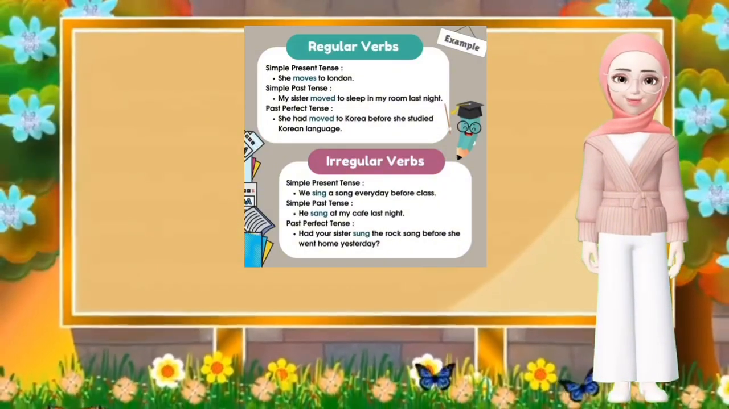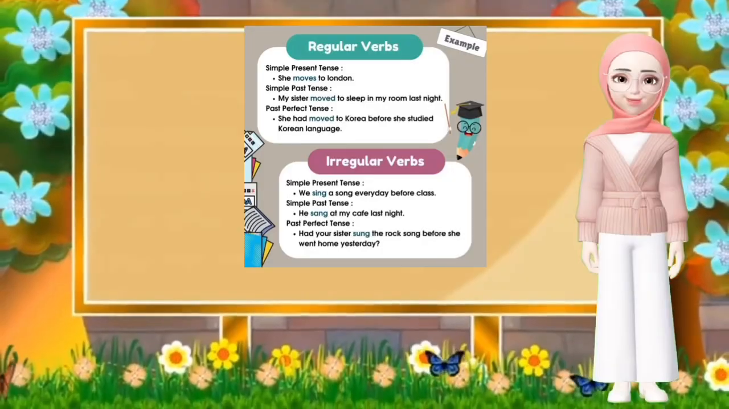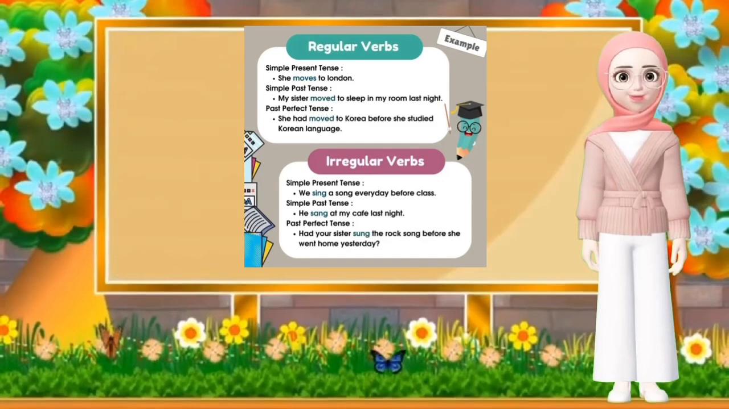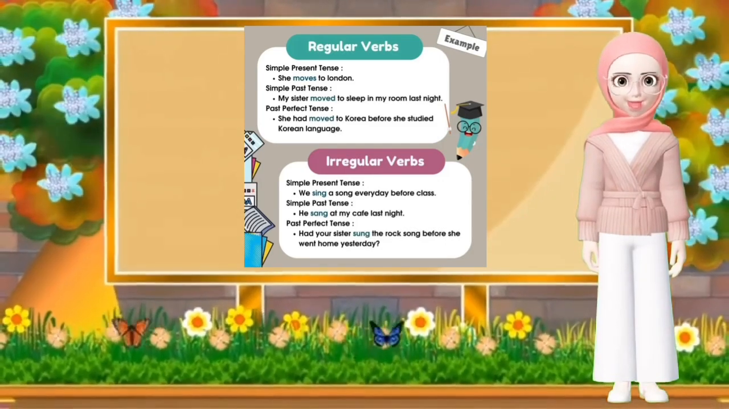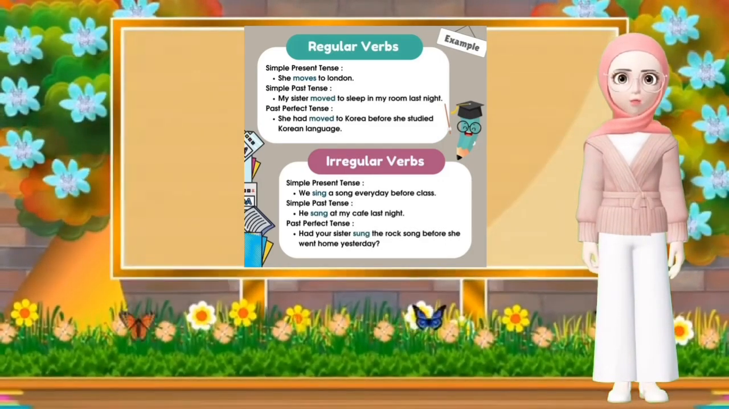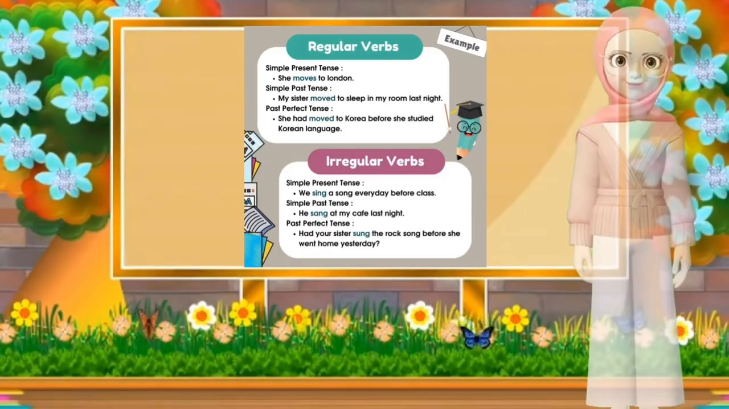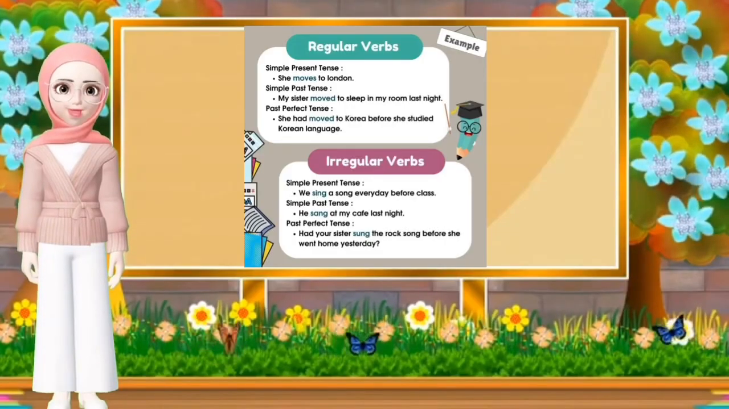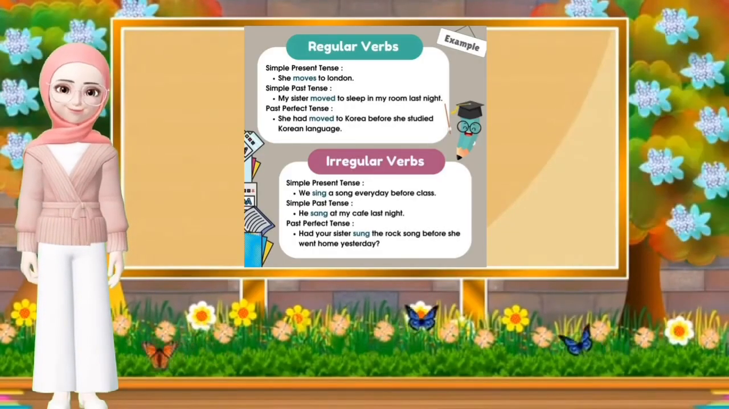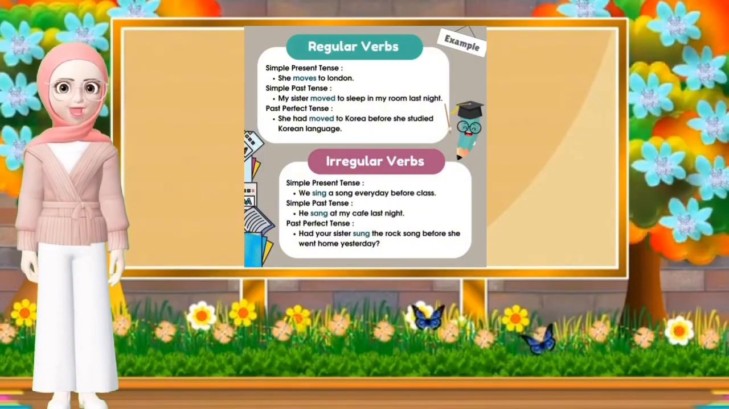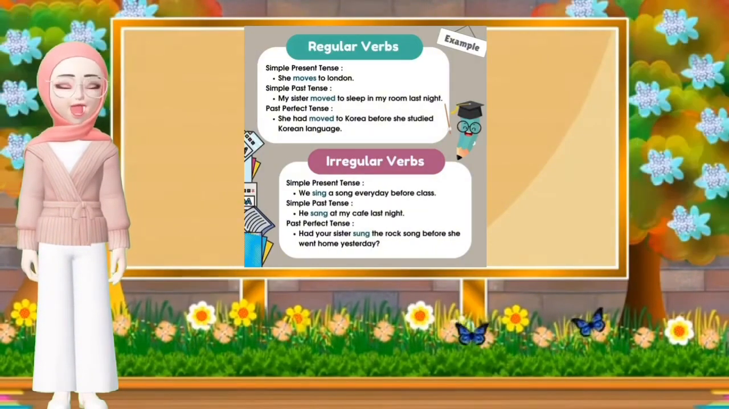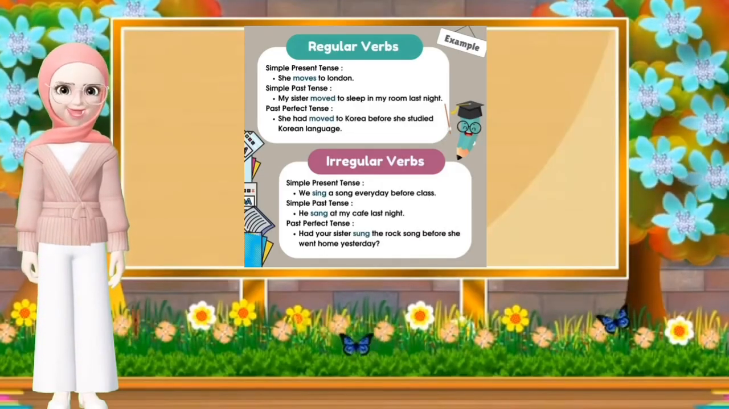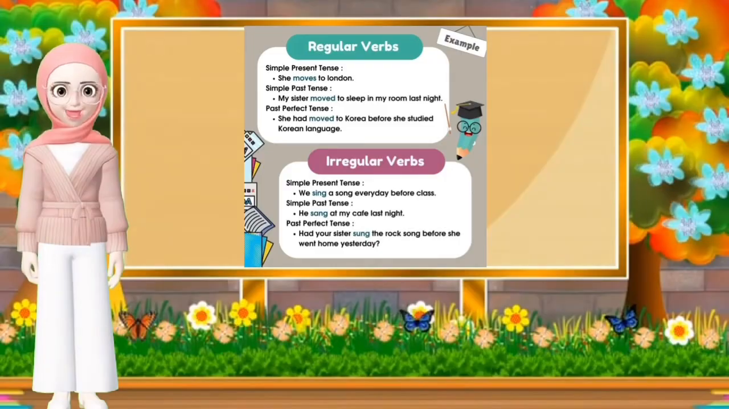Irregular verbs. In the simple present tense, we sing a song every day before class. In the simple past tense, he sang at my cafe last night. In the past perfect tense, had your sister sung the rock song before she went home yesterday? The verb sing is irregular. Its forms are sing, sang, sung. We can't add ed, so we must memorize the changes. These examples show how regular and irregular verbs behave differently across tenses. Pay attention to the verb forms, especially in past tenses.